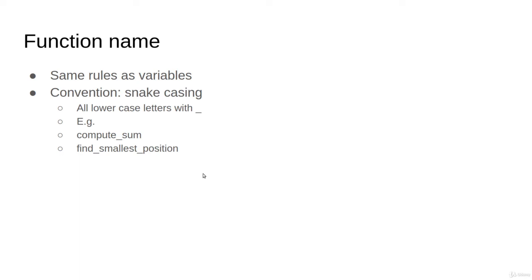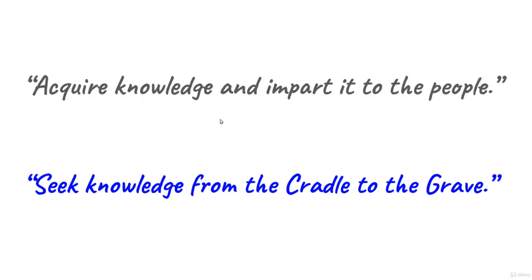Finally, about the function name, very similar to the variable names, they follow the same rules, and even when it comes to the name itself, we follow what we call snake casing. Snake casing means all letters are lowercase, and if you have to separate words, then use underscores. Something like compute underscore sum, find the smallest position, they are all small with underscores in between. That's all.